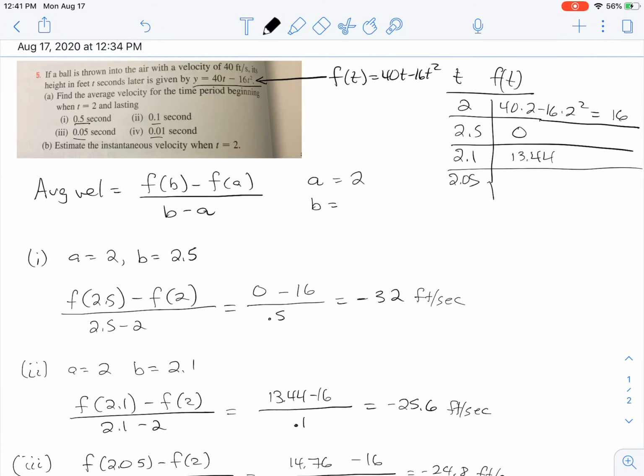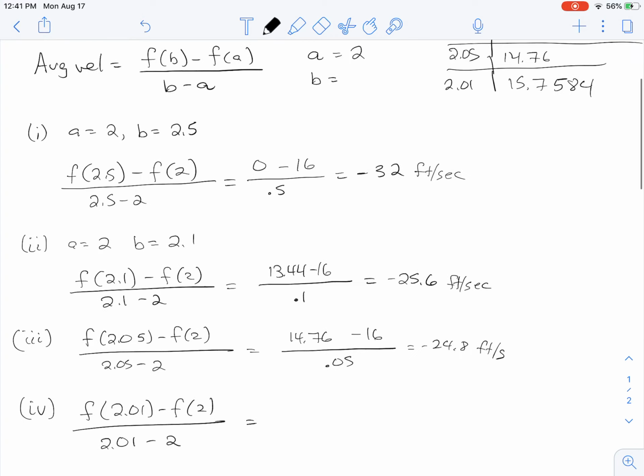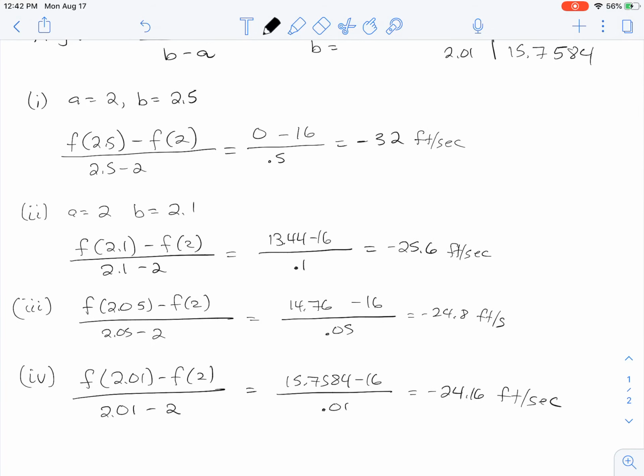All right, so f of 2.01, let's see, 2.01 times 40 minus 16 times 2.01 squared gives me 15.7584. So if I put that in here, I get negative 24.16. All right, so this is over an even shorter interval of time. This is the average speed over 0.01 seconds.